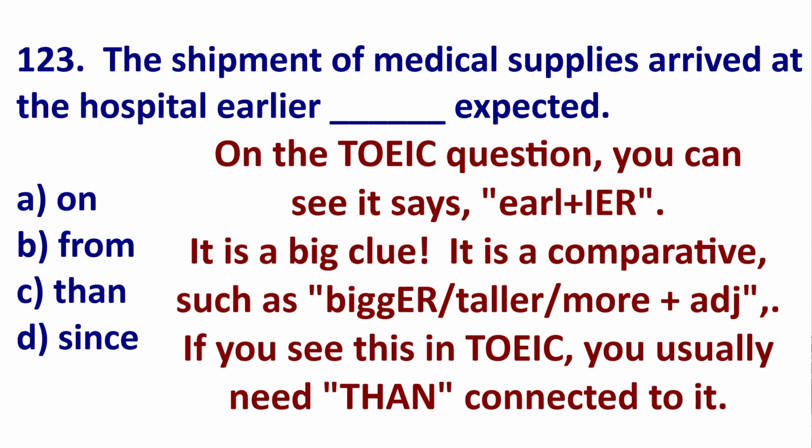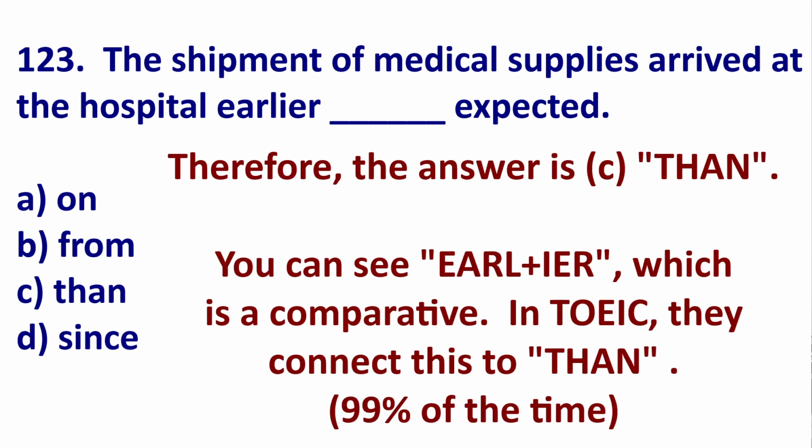Now we can see in the TOEIC question, it says earlier. This is a huge clue. It is a comparative, like bigger, taller, more difficult, less difficult. In TOEIC, this needs than beside it or after it 99% of the time. So the answer here is than. The shipment of medical supplies arrived at the hospital earlier than expected.